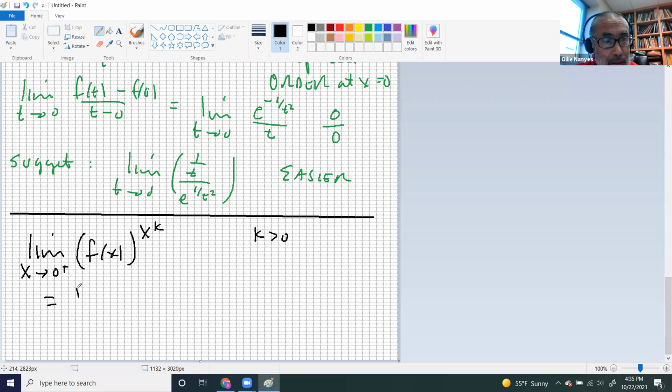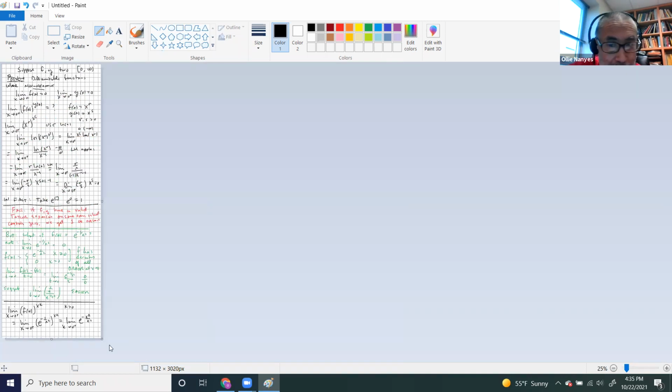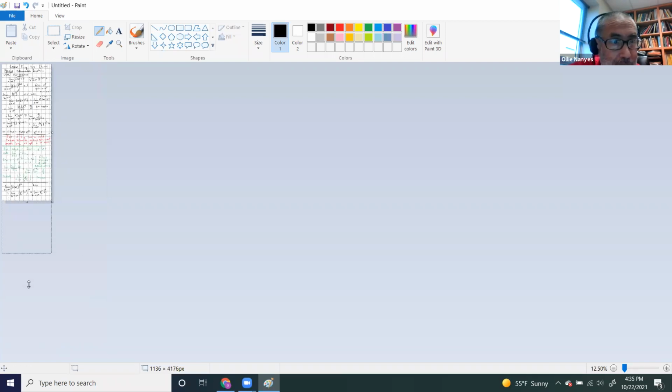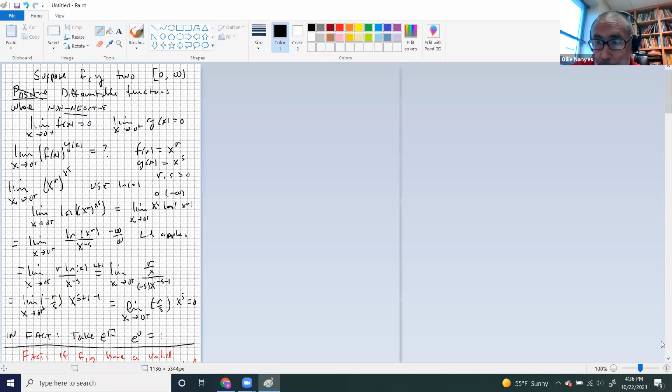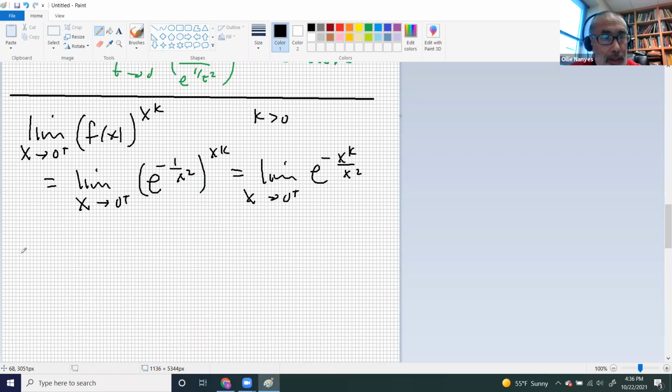Well, by definition, e to the minus 1 over x squared, times x to the k. But we don't have to do anything too fancy here. We have e to the minus x to the k over x squared, just by basic algebra. It's always nice when basic algebra is enough. And then let's expand this. This is, of course, the limit as x approaches 0 from the right of e to the minus, this is going to be x to the k minus 2.